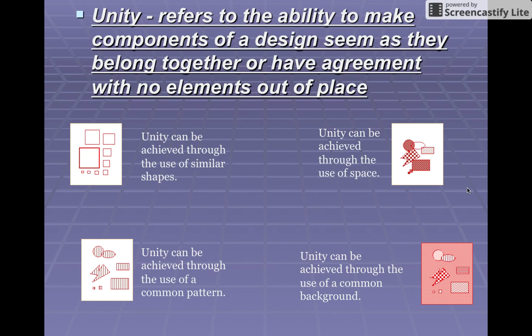So when you're identifying unity, not only do you have to tell me that there's unity, but you have to tell me which one of these 4 causes the unity. All right, so those are our 5 principles. And again, your principles are your rules. Those are what you must follow. You want to have unity, emphasis, balance. You may not have all of them, but you should have at least some of them.